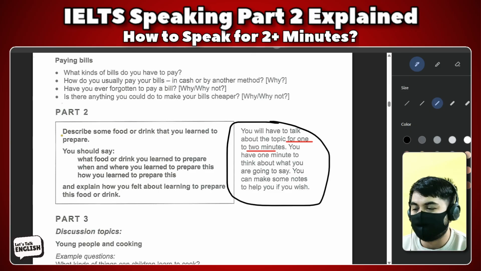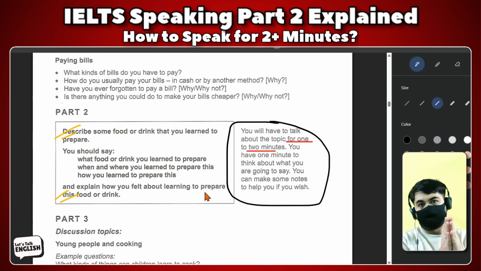Now, your compulsory questions are these: describe some food or drink that you learned to prepare and explain how you felt about learning to prepare this food or drink. My suggestion is that in the very first 30 seconds, you answer these questions first. The reason is very simple.